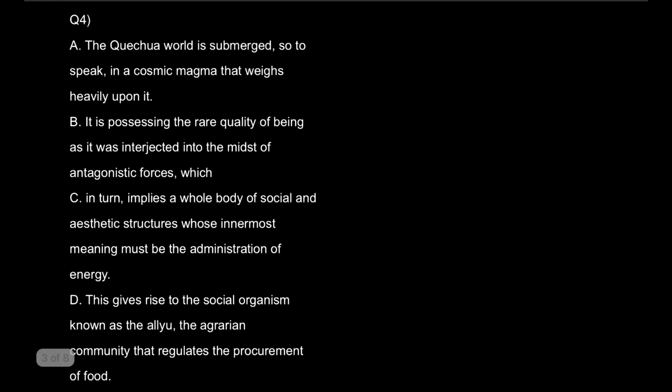The Quechua world. Now I'll move back to serious student like perspective. ठीक है, तो मुझे थोड़ा सा follow अच्छे से कीजिएगा. Let's get down to the answer. The Quechua world is submerged, so to speak, in a cosmic magma that weighs heavily upon it. From the first sentence, I get an idea of the past. It is possessing the rare quality where I got my first mistake. If something we are talking about is in past, it will not, it is possessing is continuous, and continuous is the wrong form here. It possesses would be correct here.